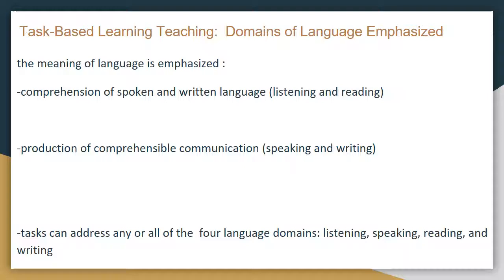In task-based learning teaching, the type of language or domains of language that are emphasized are the importance of understanding and comprehending spoken and written language. So the importance of being able to comprehend what is being spoken to you and what you are reading. So basically listening and reading comprehension. Another aspect of language that is important is the production of making comprehensible communication for others to demonstrate your knowledge and to demonstrate your message.